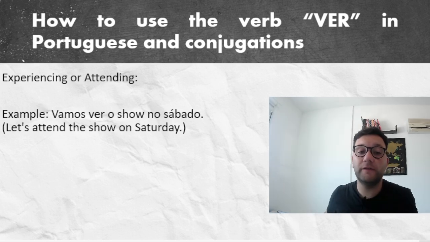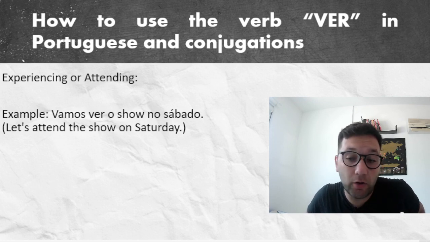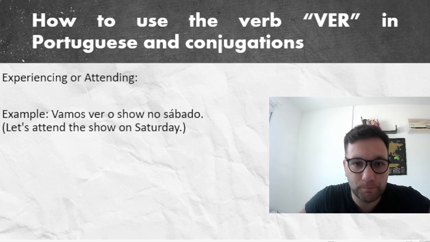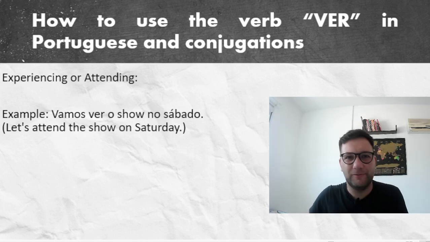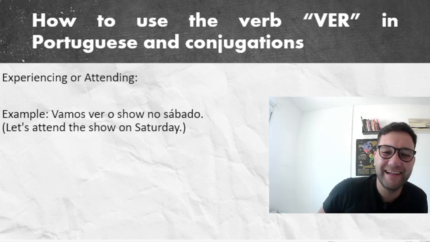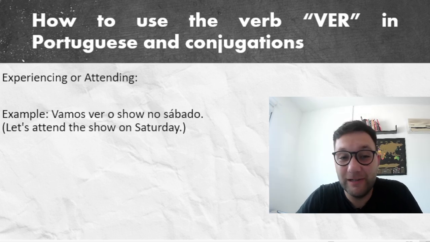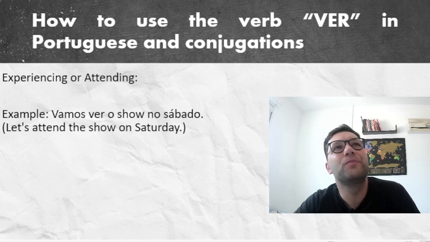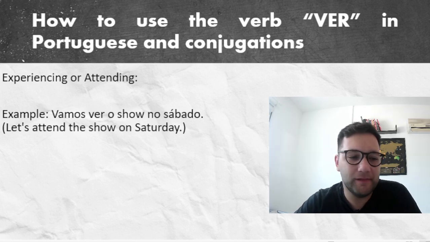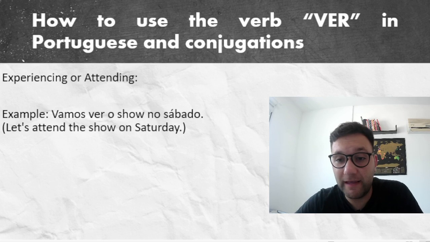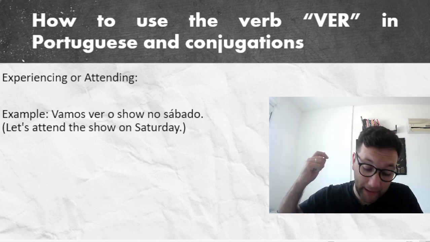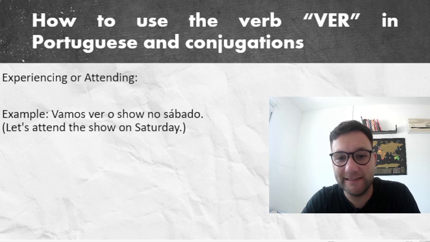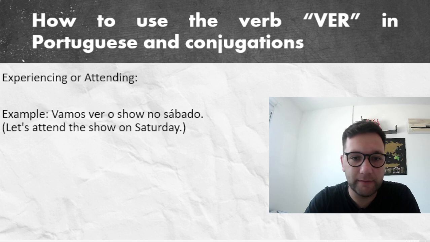Also, we can use it as experiencing or attending a concert, going to a football game. For example, vamos ver o show no sábado. We are gonna see the concert on Saturday. No, I wouldn't translate it as we are gonna see. Let's attend the show on Saturday, okay? For example, eu vou ver o meu amigo. No, here it would be as see. For example, eu vou ver um jogo da NFL. I will see an NFL game. But if I'm saying at the stadium, I will attend the game. Okay? We also use the verb ver a lot for attending, participating in events.